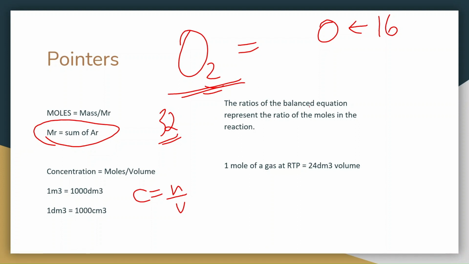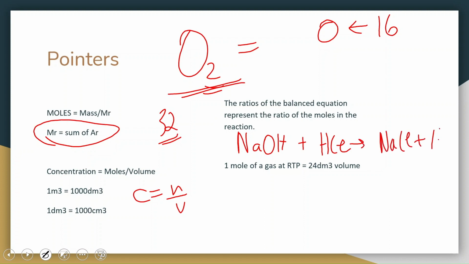Now, the ratios of the balanced equation represent the ratio of the moles in the reaction. So let's take a reaction. Let's take sodium hydroxide, which is aqueous, plus HCl, which will give us NaCl plus H2O. Let's see if this equation is balanced. There's one sodium atom, one chlorine atom, two hydrogen atoms, and one oxygen atom. So it is balanced. With this, we can obtain the ratios of the stoichiometric coefficients. So 1 mole of sodium hydroxide is needed to completely react with 1 mole of HCl to give us 1 mole of sodium chloride plus 1 mole of H2O. That's the stoichiometric ratio parts of the equation.